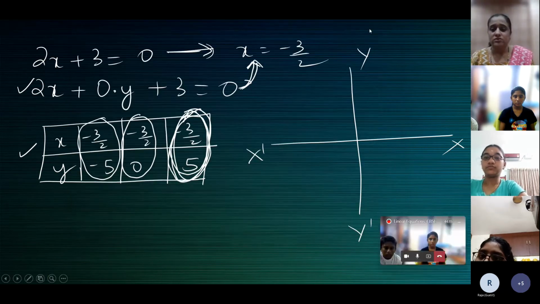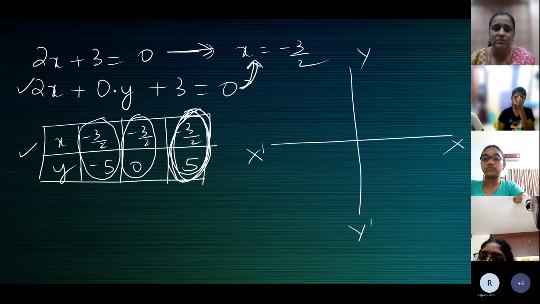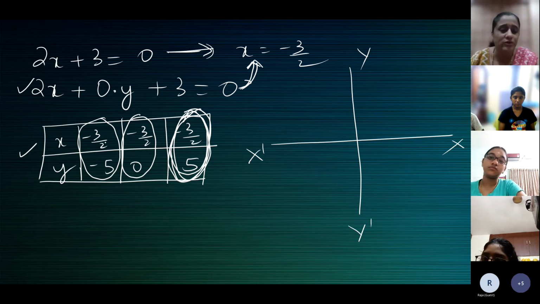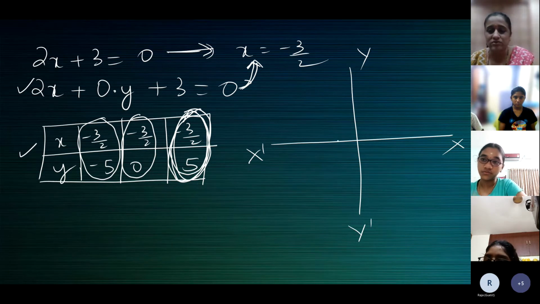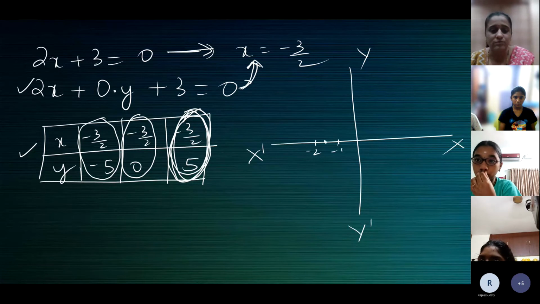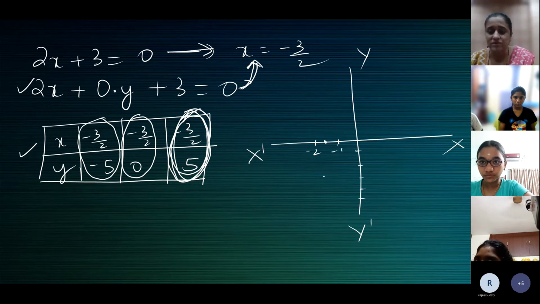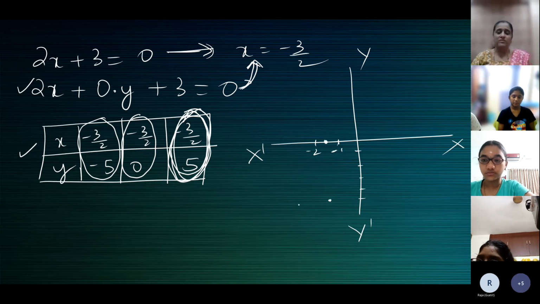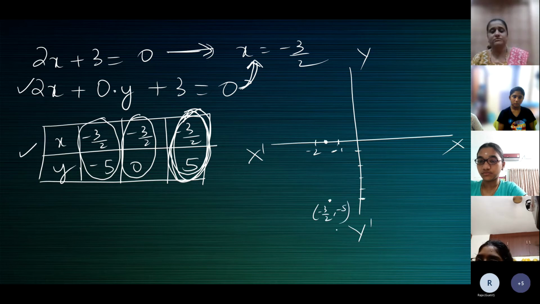Okay, so now let's plot this. Minus 3 by 2 is nothing but minus 1.5. So we need to plot minus 1.5 comma minus 5. Roughly I'm doing it. Minus 1, minus 2. So down here, minus 1, minus 2, minus 3, minus 4, minus 5. Somewhere here, because this is minus 1.5, between minus 1 and minus 2. And minus 5 on the y-axis is here. So this is the point minus 3 by 2, comma minus 5.